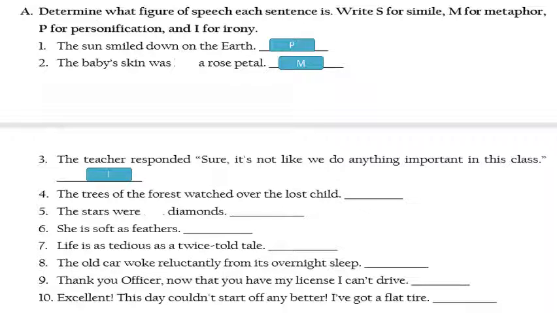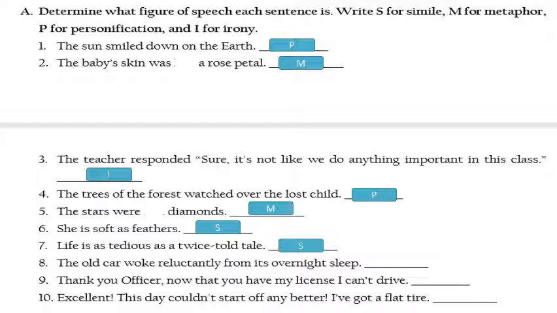So it is personification. The stars were diamonds. The stars are compared to diamonds, but is there any word like or as? No, so it is a metaphor. She is soft as feathers. Here we are comparing she to feathers, but we are using as, so this is a simile. Life is as tedious as a twice told tale. Also, we're comparing life to a twice told tale. We're using as. So this is simile.